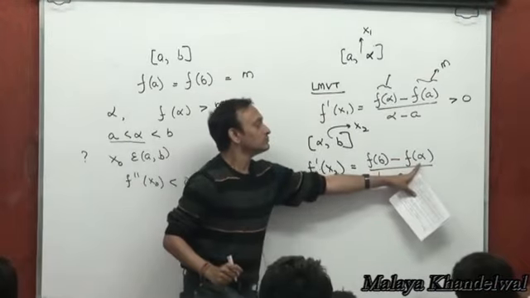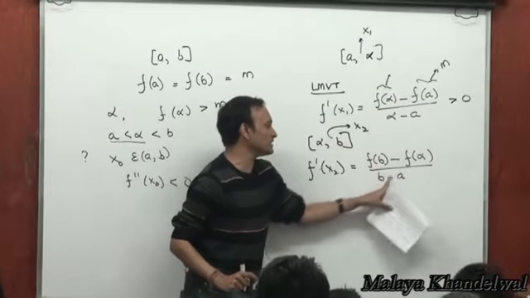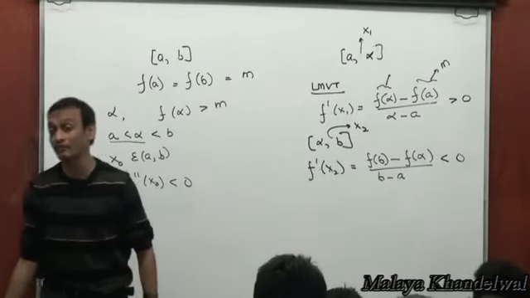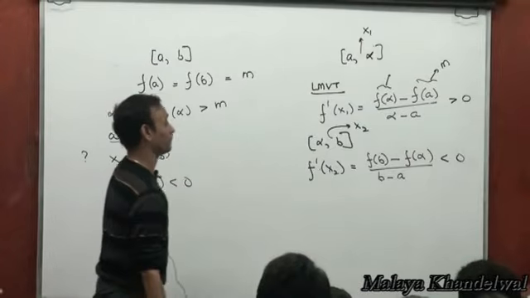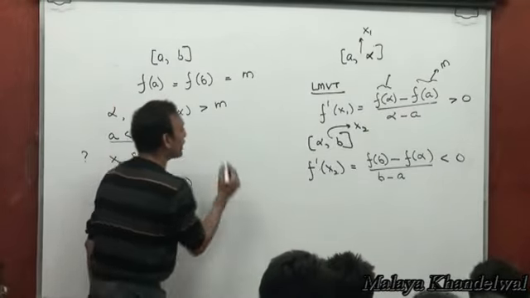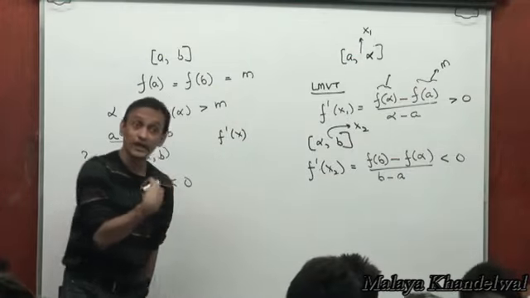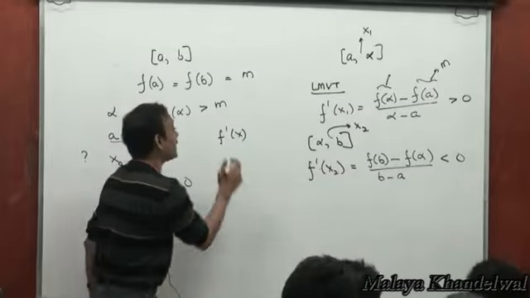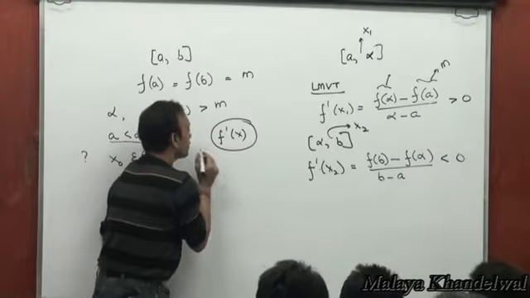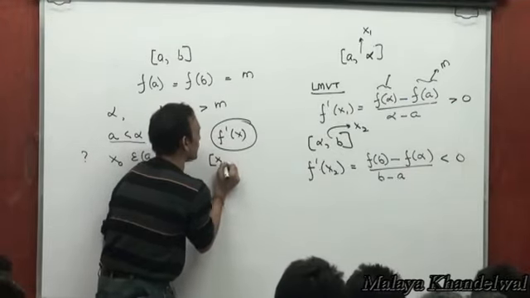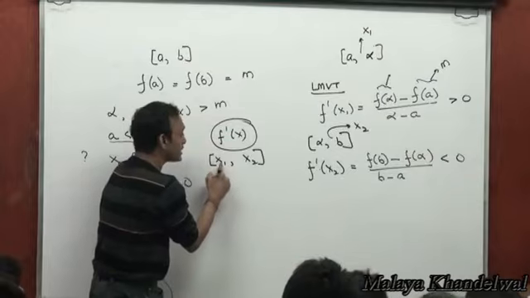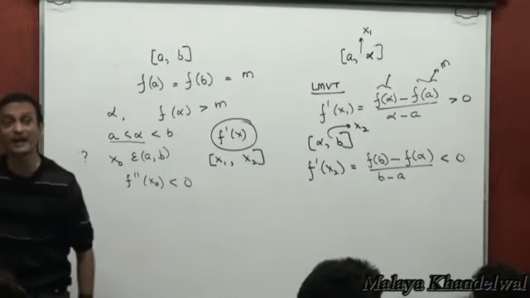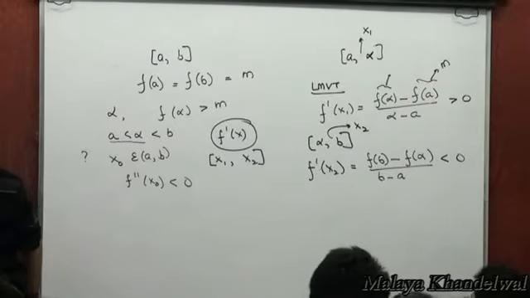Hey, but f alpha is greater than m, so this is negative, this is positive, so this is less than 0. F dash x2, where x2 is some number lying between alpha and b, which would be negative. Now, if you look at the function f dash x, because now we are talking of the second derivative of fx, for f dash x there is x1 and x2 such that f dash x1 is greater than 0 and f dash x2 is less than 0.